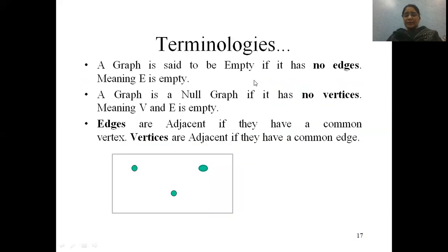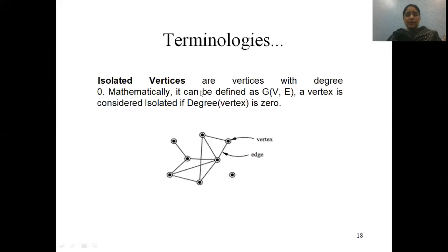A graph is said to be empty if it has no edges. A graph is a null graph if it has no vertices. Edges are adjacent if they have a common vertex. Vertices are adjacent if they have a common edge. Isolated vertices are vertices with degree 0.